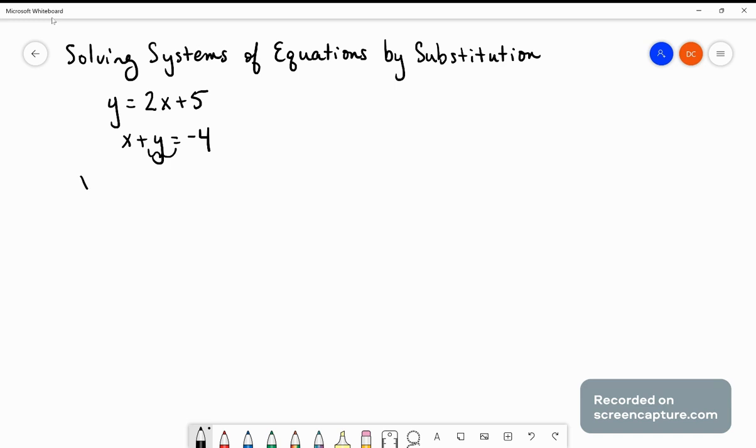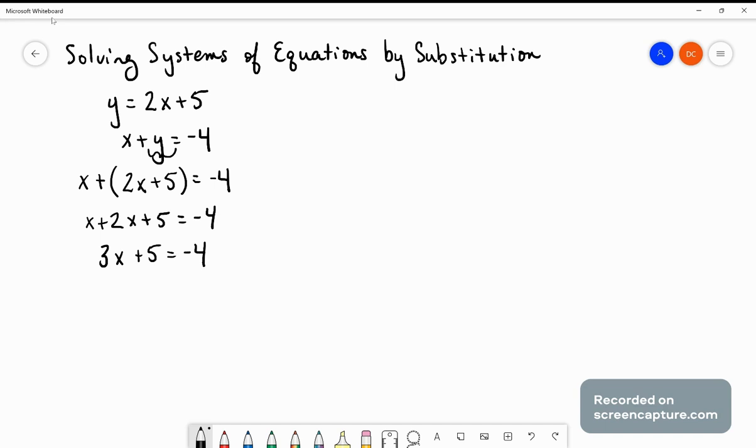So we're going to have a new equation that says x plus 2x plus 5, where we replaced y, equals -4. Now we're just going to use our algebra skills. We want to simplify on the left side as much as we can. So x plus 2x, those are like terms, so we have 3x plus 5 equals -4.